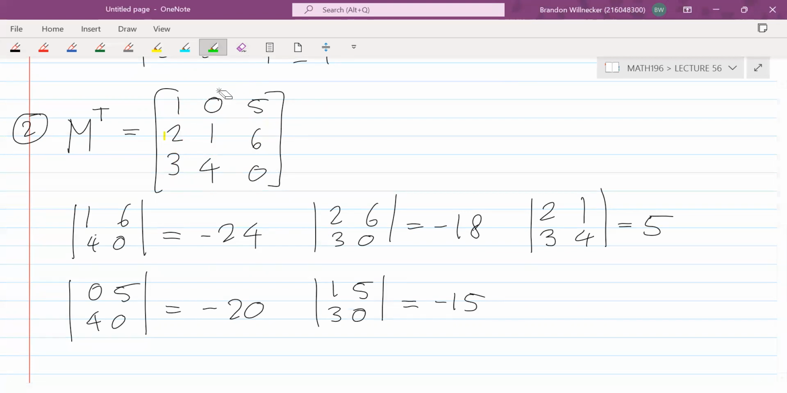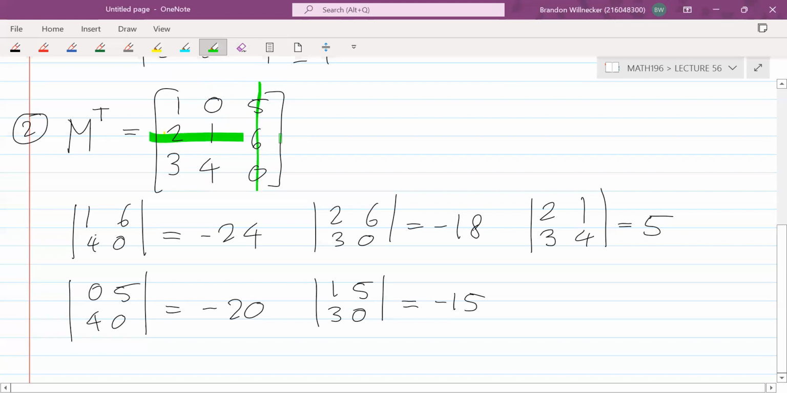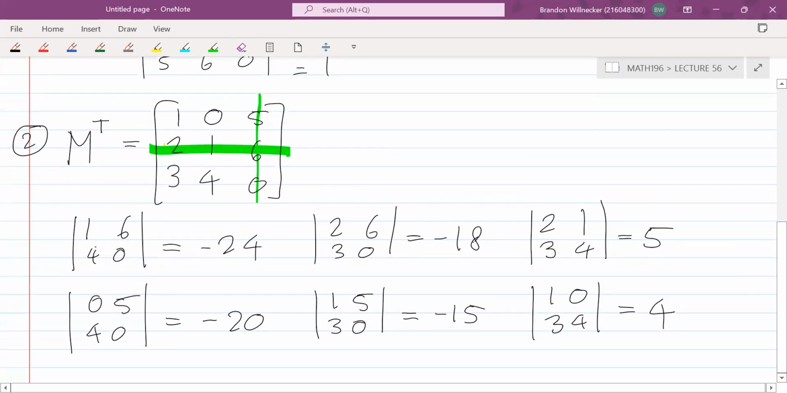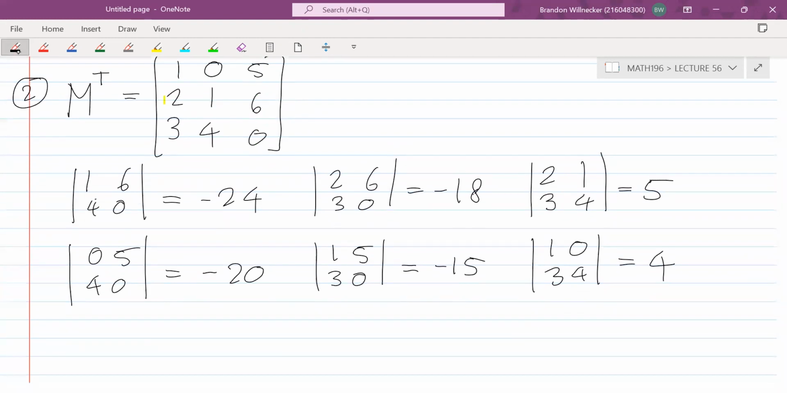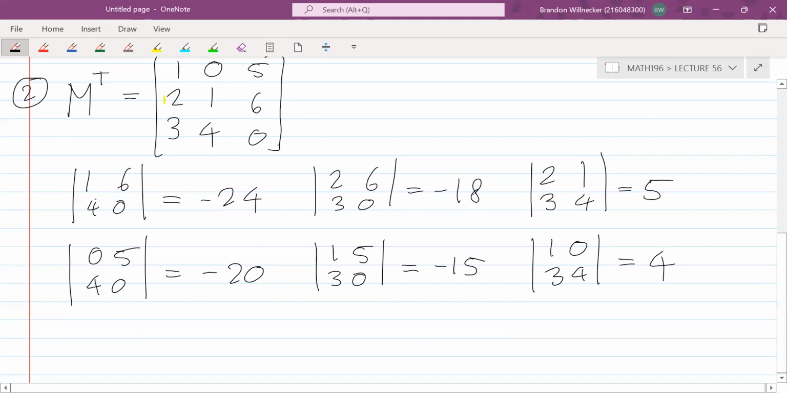Lastly, block off that column, block off that row. The leftover part is 1, 0, 3, 4, and that's going to be 4. I think you get the idea, and you just complete this for the remaining last row. Let's go through that quickly. If we block off that row and column, the leftover will be 0, 5, 1, 6. That will give me minus 5.